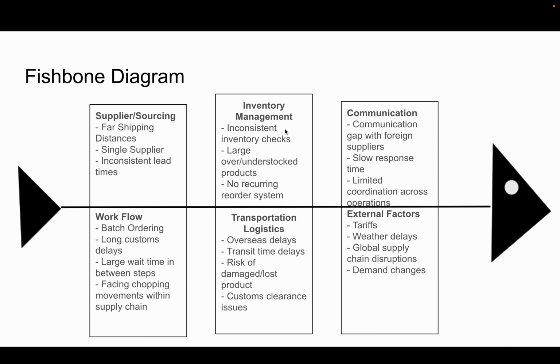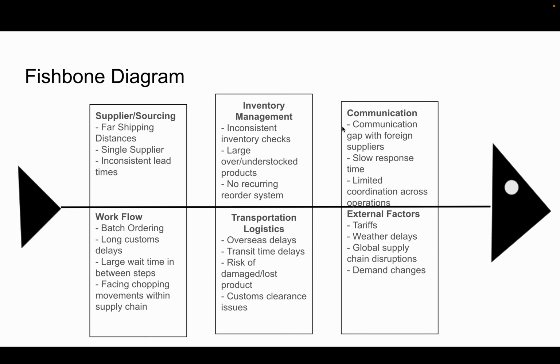Now, inventory management. There could be inconsistent inventory checks, large over or understocked products, no recurring reorder system, and then transportation logistics: overseas delays, transit time delays, risk of damaged or lost product, and customs clearance issues.